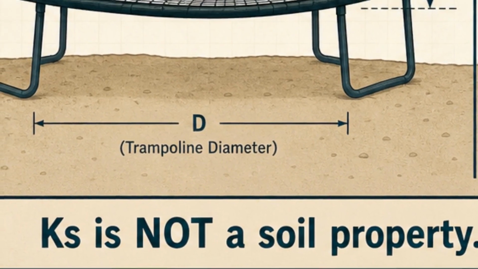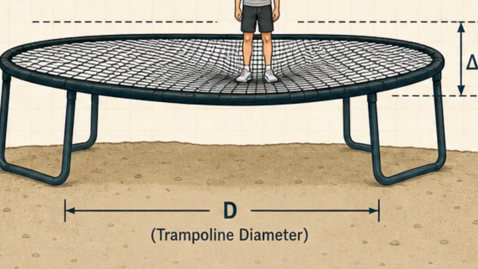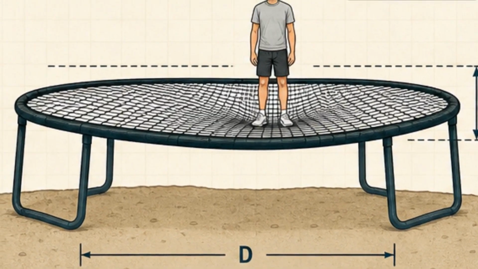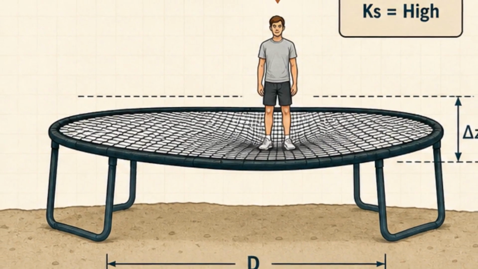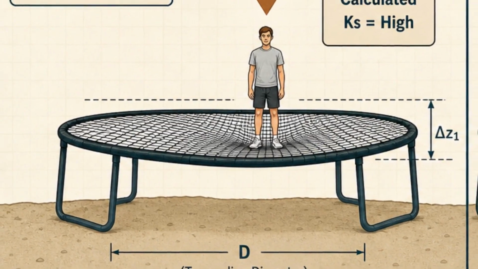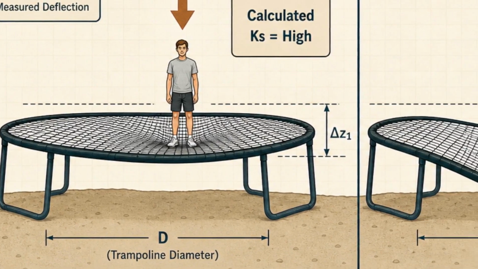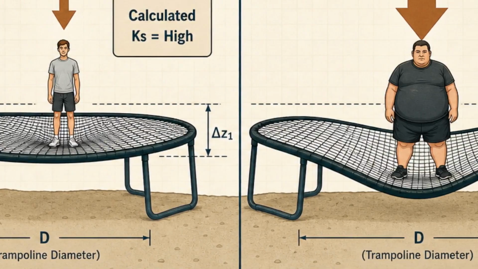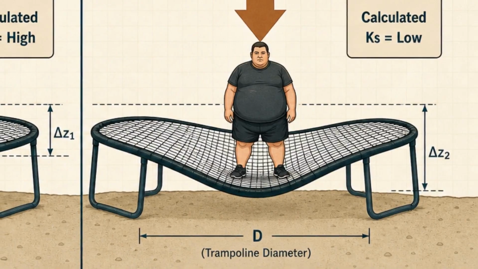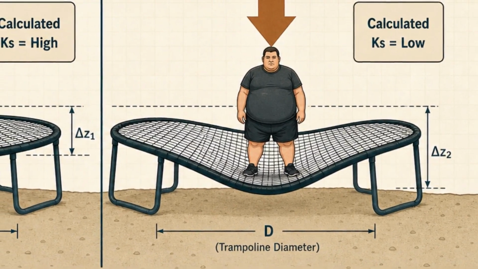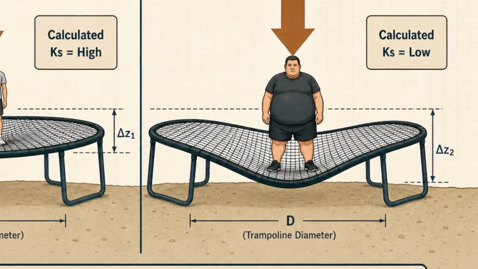Think of it like this. Asking for the subgrade reaction of soil is like asking for the bounciness of a trampoline. Is the trampoline bouncy? Well, it depends. It depends on the size of the person jumping, where they land, and how stiff the trampoline mat is. Similarly, the value of subgrade reaction for the exact same soil changes depending on the size, shape, and stiffness of your foundation. Plugging in a textbook value for subgrade reaction is one of the most common yet critical errors in foundation design. It assumes the soil's response is independent of the structure it's supporting, which is never true.